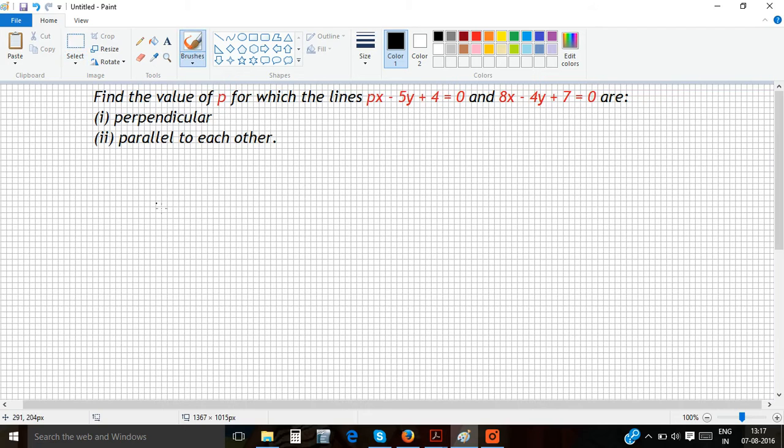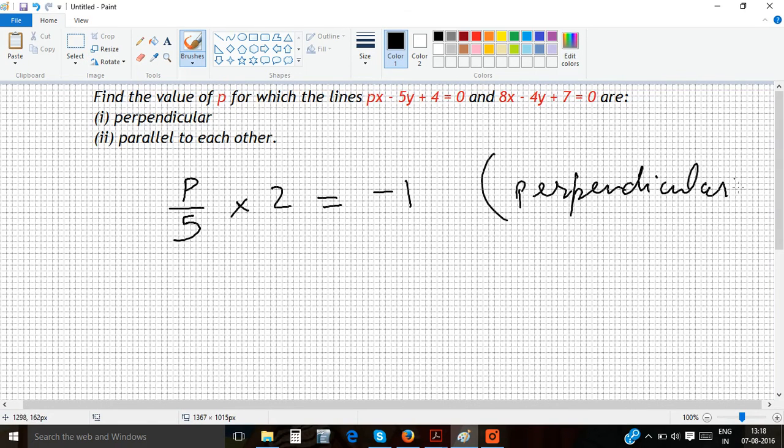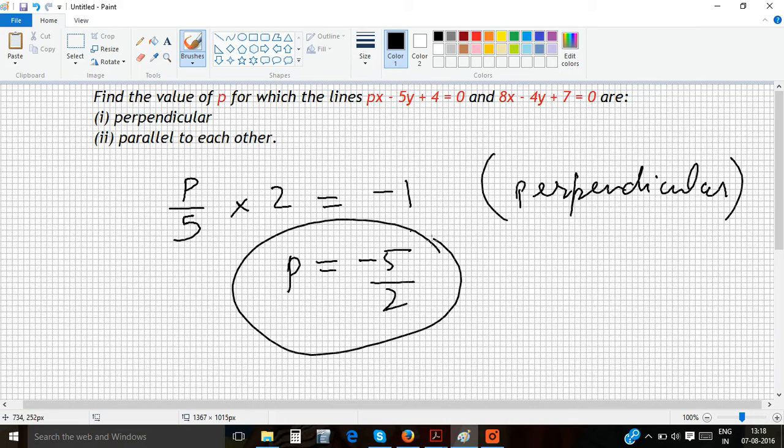Okay, the condition for them to be perpendicular is that the product of the slopes of these two lines has got to be minus 1. So you found out that the slope of the first line is p over 5 and the slope of the second line is 2. The product of these two has got to be minus 1 for the lines to be perpendicular, or intersecting at right angles. So I'm going to take the 5 and the 2 over to the other side. So you have p is equal to minus 5 over 2. And that's the value of p if these two lines were to be perpendicular.